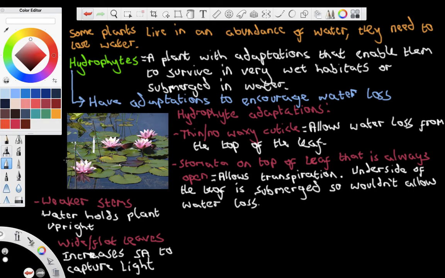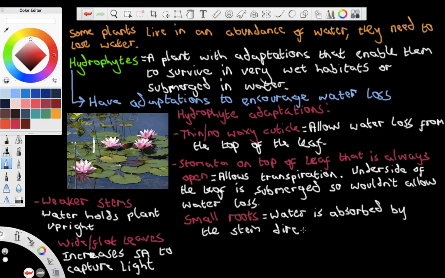They have small roots. Again, because the plant is floating in water, it doesn't need roots to absorb water via osmosis or active transport. The water simply moves into the stem via osmosis. So small roots, water is absorbed by the stem directly. Final ones.